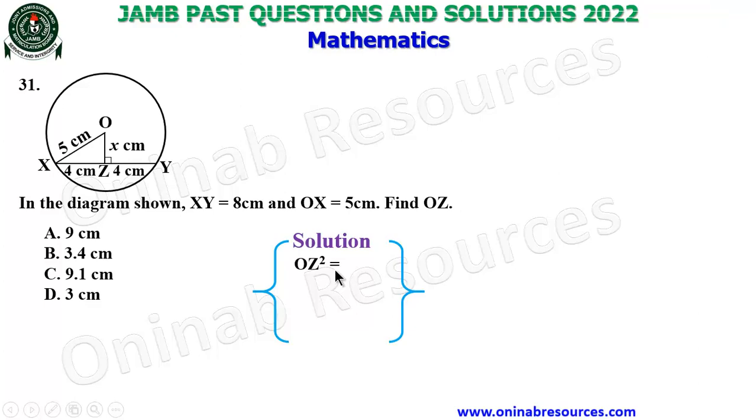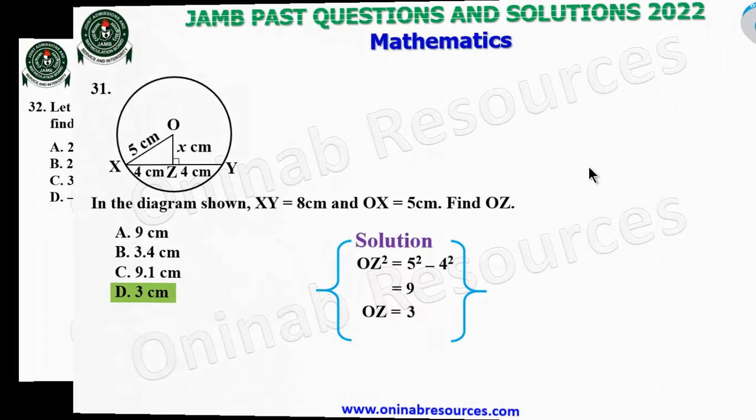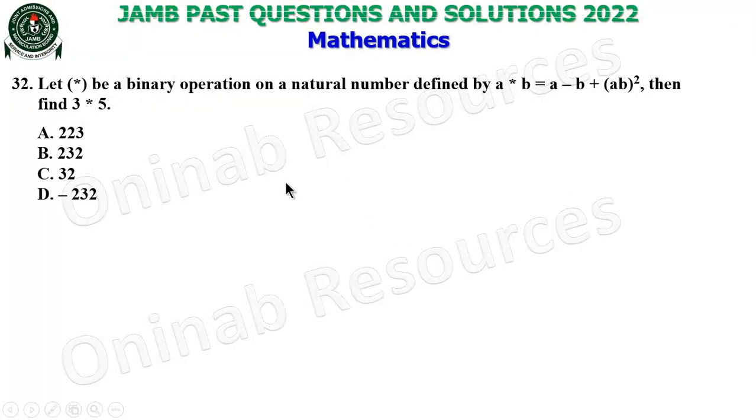So OZ squared is equal to 5 squared minus 4 squared. That will give us 9. OZ is equal to square root of 9, which gives 3. And then option D, which is 3 centimeters, is OZ. That's all for problem 31. We then go to problem 32.